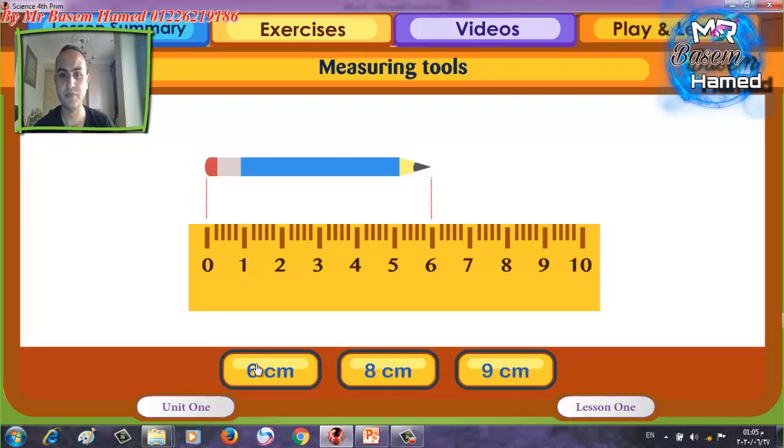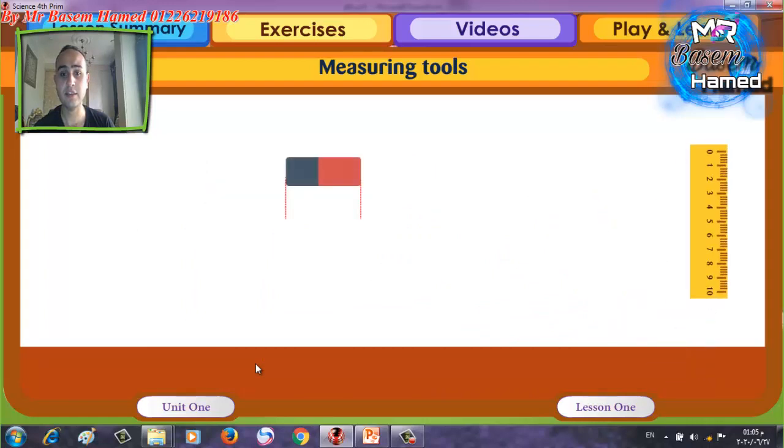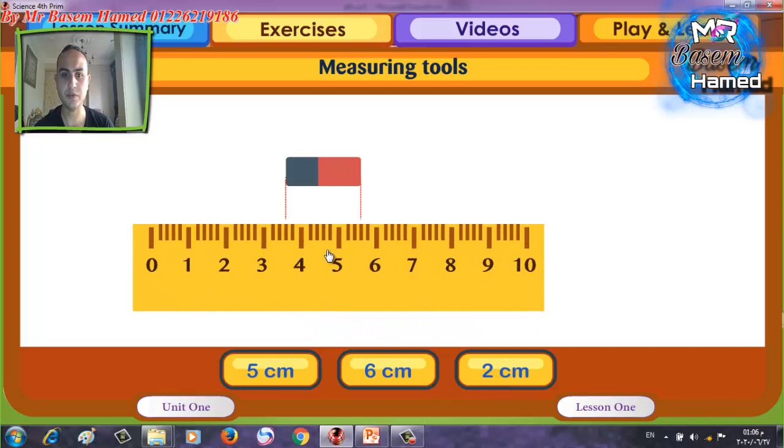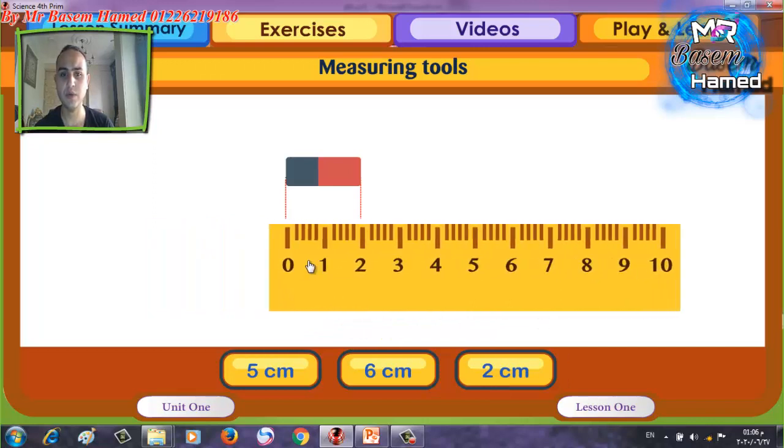We have a rubber. Can you measure the length of this rubber? Okay, let's bring our ruler. Keep zero as your start point. 0 centimeters, 1 centimeter, 2 centimeters. So the length of this rubber is 2 centimeters. Great.